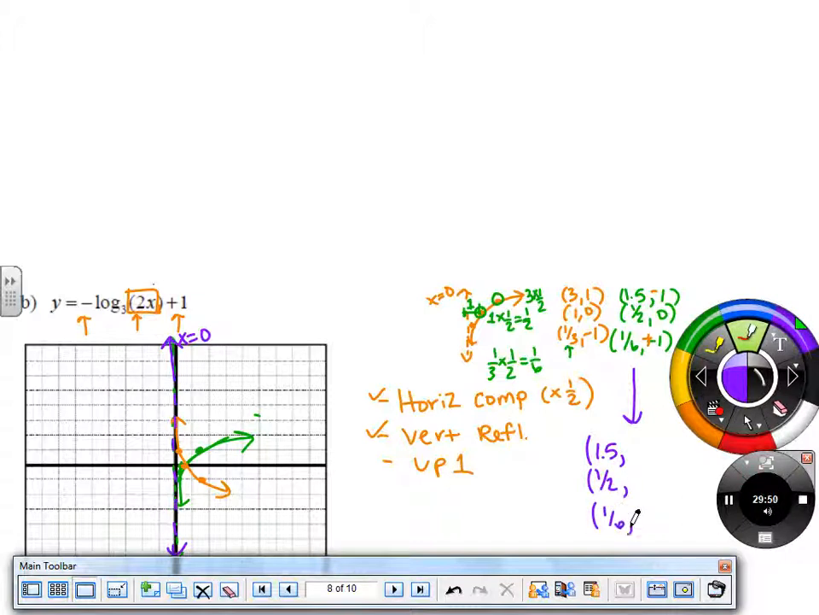But everything's going to move up 1. So this is going to be at 2, at 1, and at 0. Okay? So 1/6, 2, half, 1, and 1.5, 0. So there's our final graph. So you have to learn what these logarithmic parent functions look like and how to get those points I did at the beginning of this graph when I did part A.